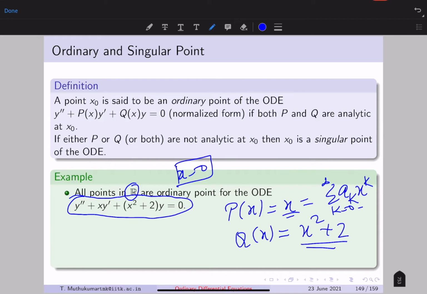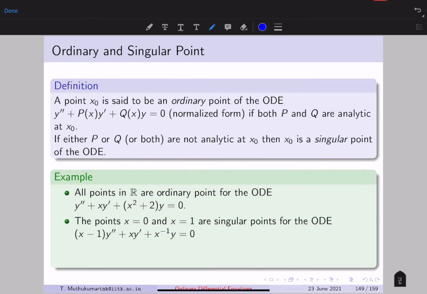Right? All a_k are 0 except for k equal to 1. Similarly here, all a_k are 0 except for k equal to 2 and k equal to 0. Right? So all the points here are ordinary points, and you can do this for every point, not necessarily 0. Okay.